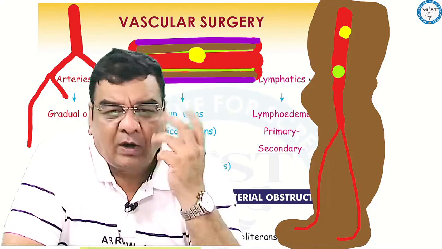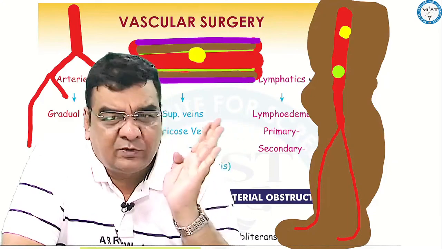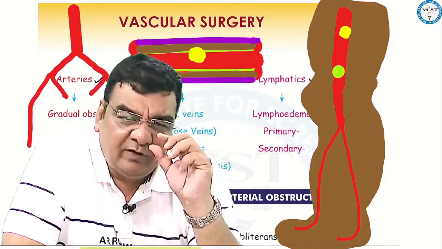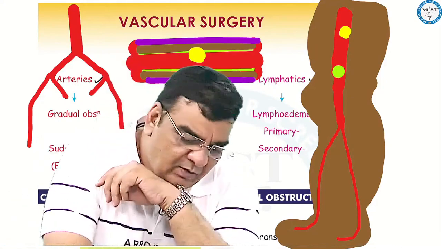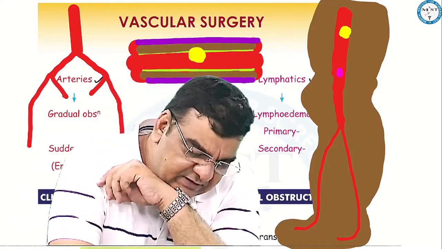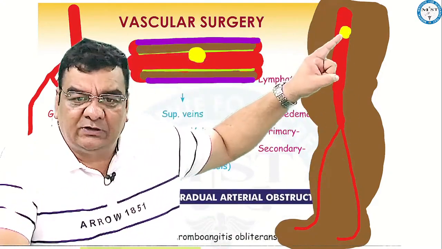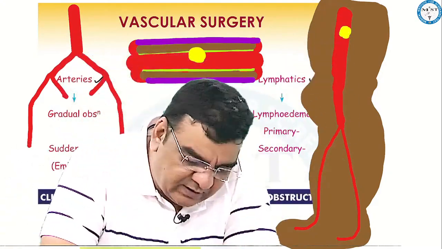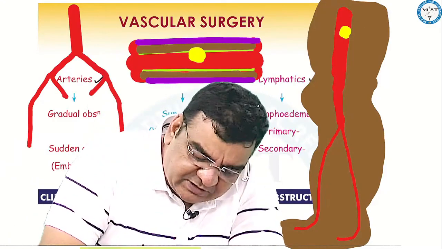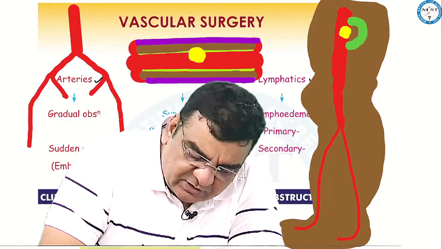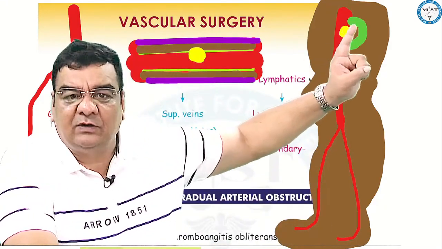Sometimes what happens in long standing disease, if the disease process is very slow, if the atheromatous plaque is developing slowly and slowly, what can happen, beta? Suppose this is the plaque which is developing slowly and slowly. There is a possibility that the body can start forming bypass channels around the obstruction.